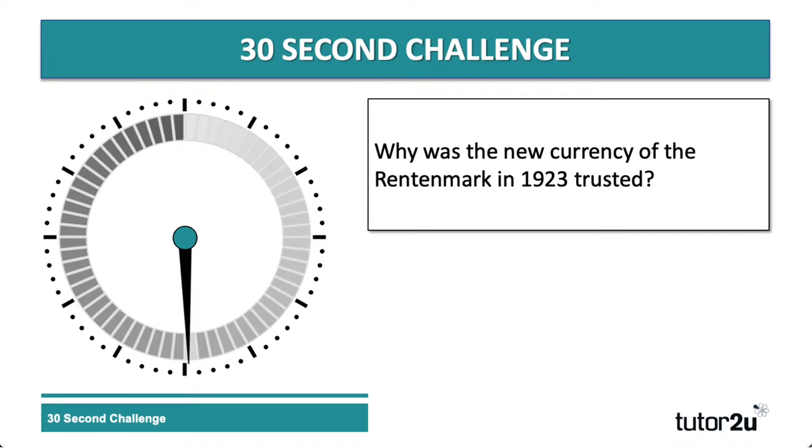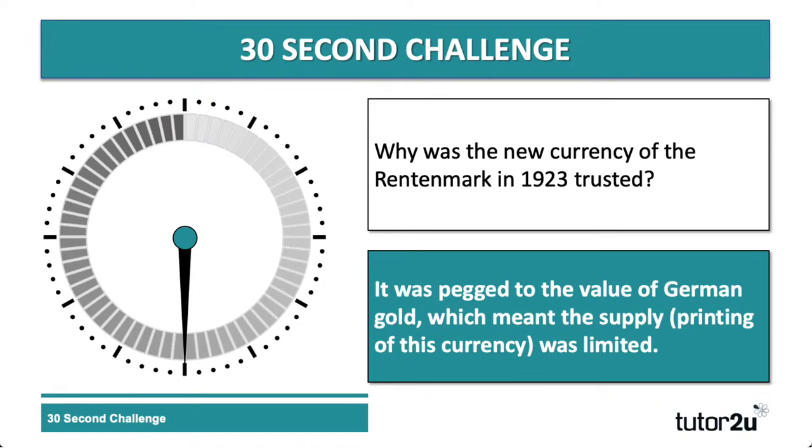Go. So, why was the new currency trusted? Pegged to the value of German gold. So, they have the Rentenmark as a new currency in 1923, and then they eventually have the Reichsmark established in 1924 once the Reichsbank is set up. And essentially, both those currencies are pegged to the value of gold or German gold reserves, which limits the amount they can print. So, they don't fall into that trap of hyperinflation again.